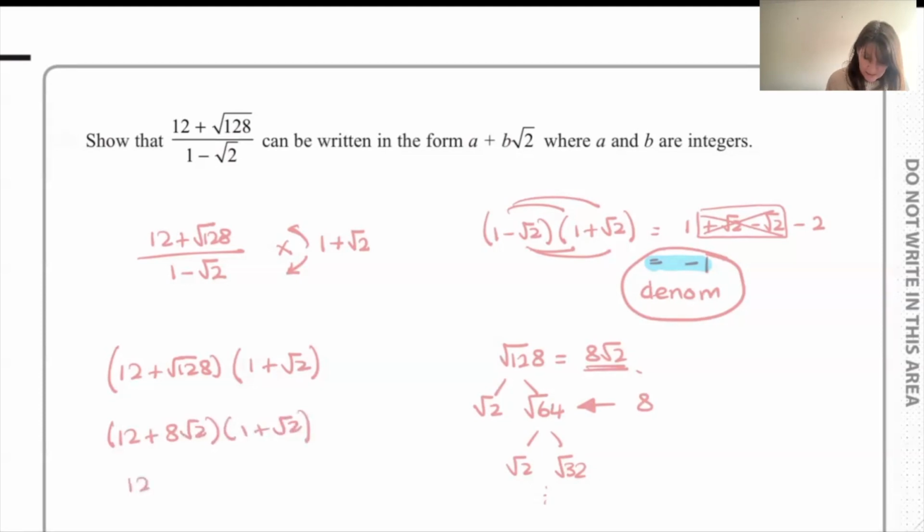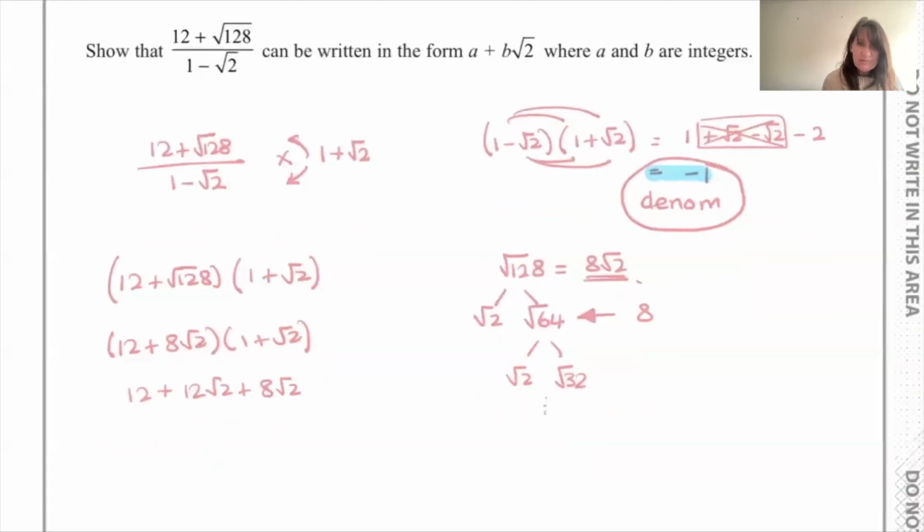I've got 12 plus 12 root 2 plus 8 root 2. And then we do need to just be a little bit careful with that last step. We're doing 8 root 2, sorry, times root 2. Root 2 times root 2 is 2, and 8 times 2 is 16. Now we tidy all of this up, and we end up with 28 plus 20 root 2.